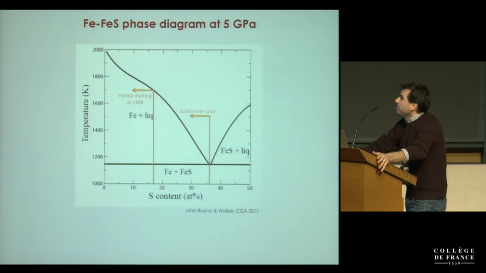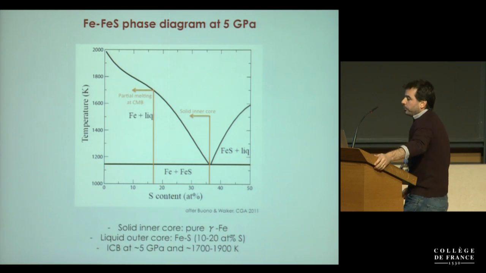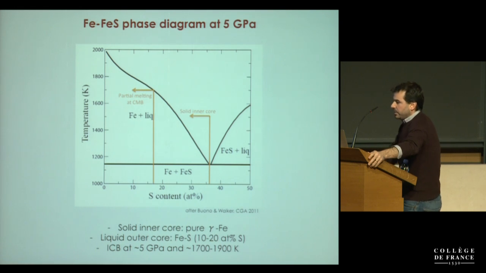But still, if we use this as constraint, in order to have partial melting at core mantle boundary, temperature needs to be at least 1700 Kelvin, so the total amount of sulfur in the liquid core is brought below 20% and even further below for higher temperature. So for our modeling, we will assume a solid inner core made of pure gamma phase, pure iron. You see the diagram here, you don't put sulfur inside the solid phase, surrounded by the liquid outer core with a 10 to 20 atom% sulfur, for an inner core boundary at around 5 GPa and temperature between 1700 and 1900 Kelvin.